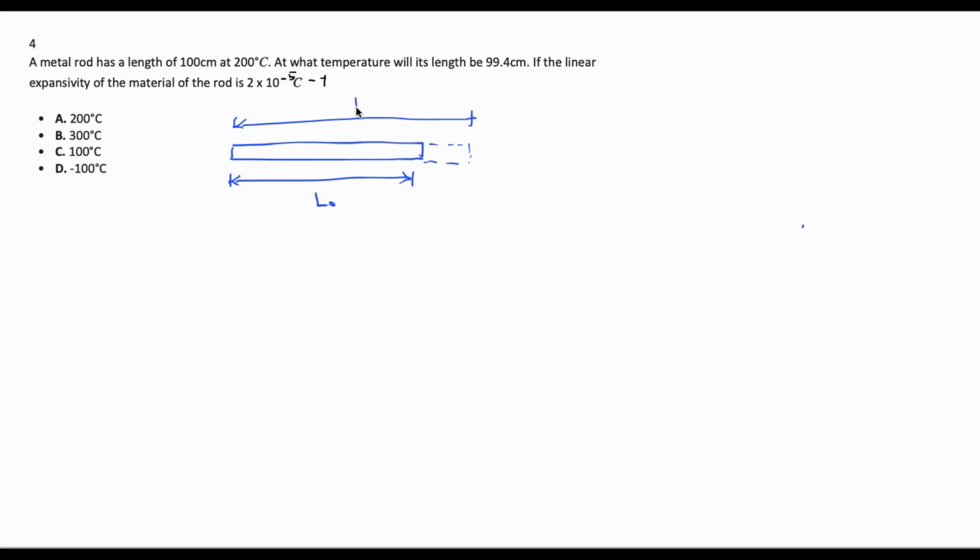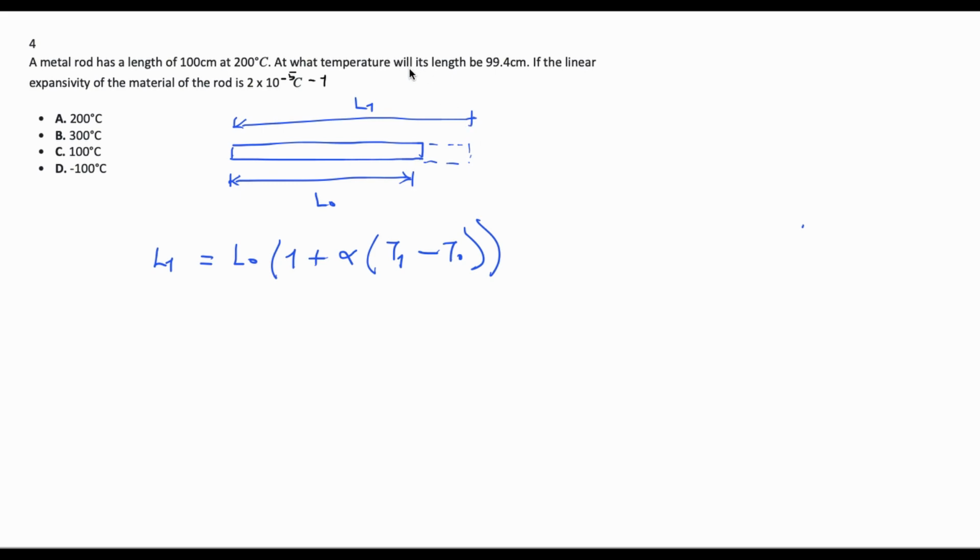So the new length is L1. Now the relationship between these two lengths is that the new length L1 is equal to L0, which is the original length, times 1 plus alpha, where alpha is the linear expansivity of the material, times T1, which is the new temperature it has been heated to, minus T0, which is the old original temperature. So don't forget that we are dealing with linear expansivity here. So it is important that L0 is the lower of the two lengths and L1 is the longer length.